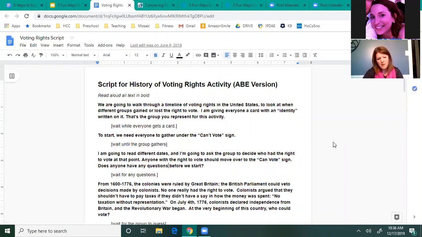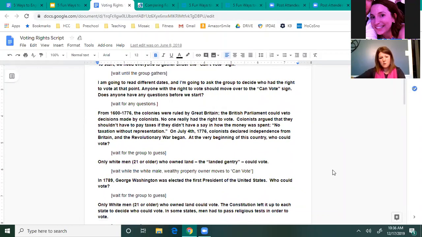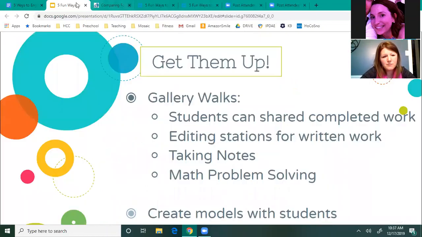One of them might be African-American male. There's all kinds of different things, 17-year-old, I don't know. You give the cards out to your class, and then the teacher reads the script, and the students move to the could vote, cannot vote sections of the room. So we modeled throughout history how voting rights have changed, because sometimes people would get voting rights and then they would change. So students have a lot of fun with that.